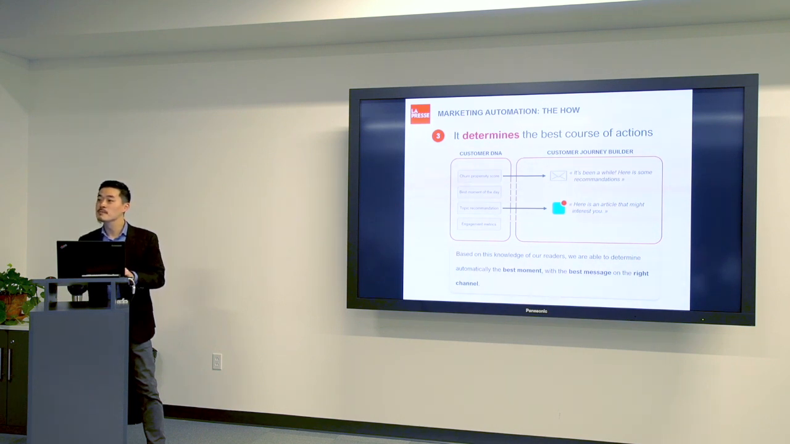You mentioned our reader. How do you identify the reader between devices? That's a good question. We leverage a device graph, which allows us to match the devices between them. So it's not a 100% solution, but that allows us to say, okay, this mobile and this tablet are the same user.